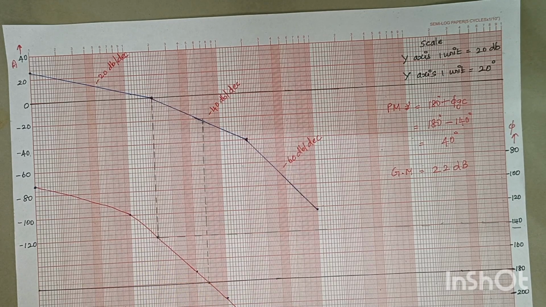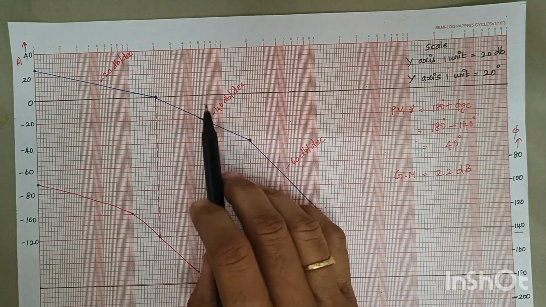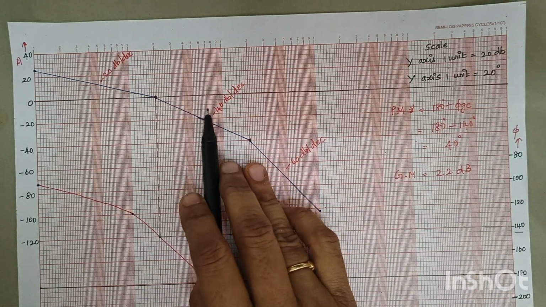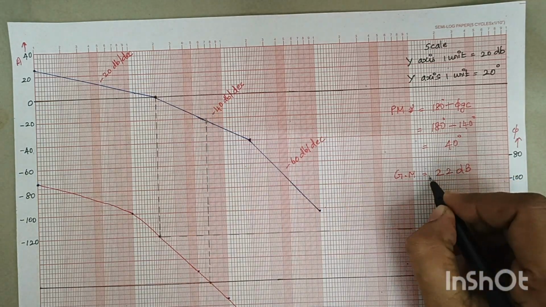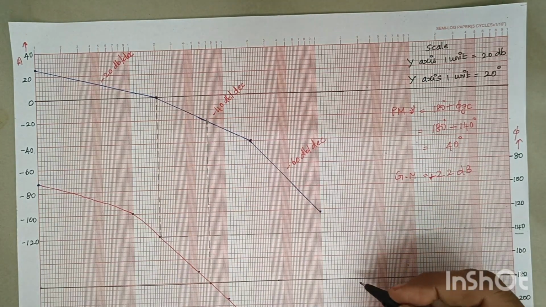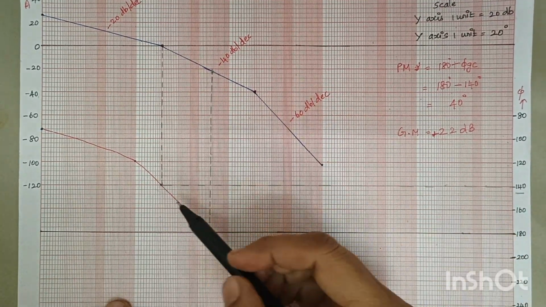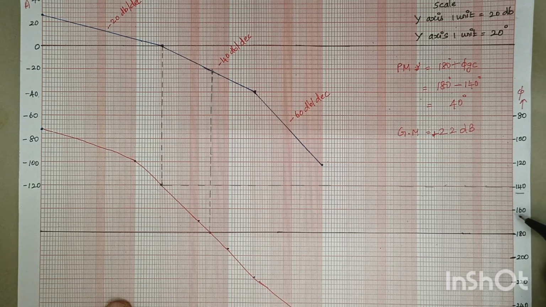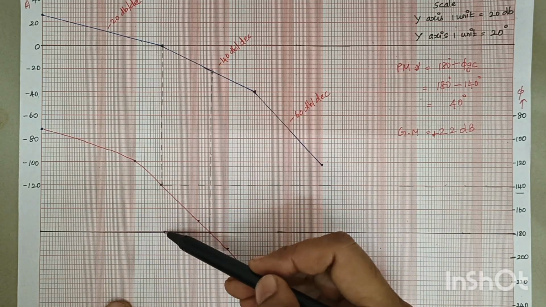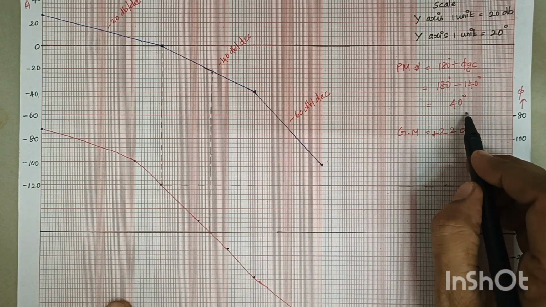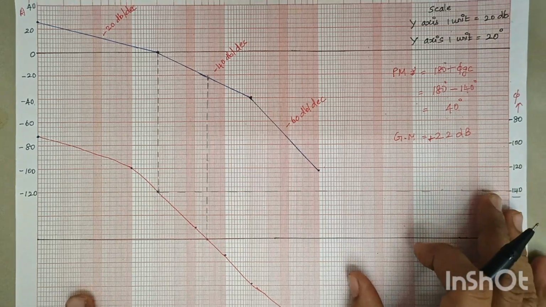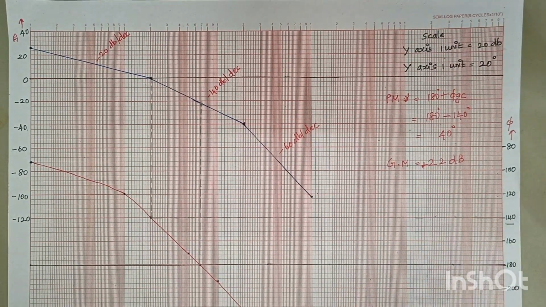Whenever you find a gain margin below the 0 dB line, that is said to be a positive gain margin. Okay, this is plus 22 dB. And again, whenever you find a phase margin which is above your minus 180 degree line, then this is said to be positive. So here we have a positive angle of 40 degrees. When both the phase margin and gain margin values are positive, what about the stability of the system? The system is said to be perfectly stable. Right.